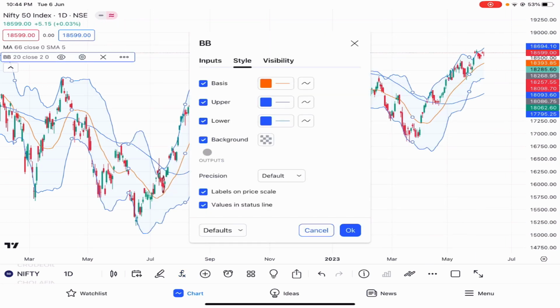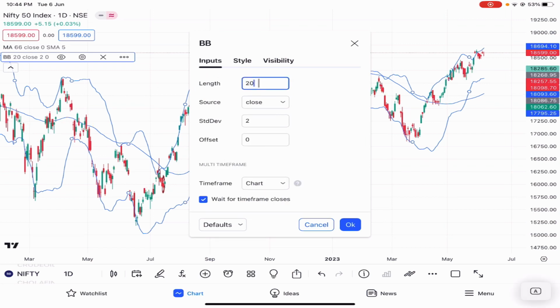I'm just removing my background over here, and basis. Basis is also not required. What is basis? Basis is the middle SMA which I was talking to you about. I told you that an SMA is plotted and above and below, Bollingers are plotted. That is my basis. So my basis was the 20 moving average. Whatever I want I can use. Usually people use the 20 SMA only.